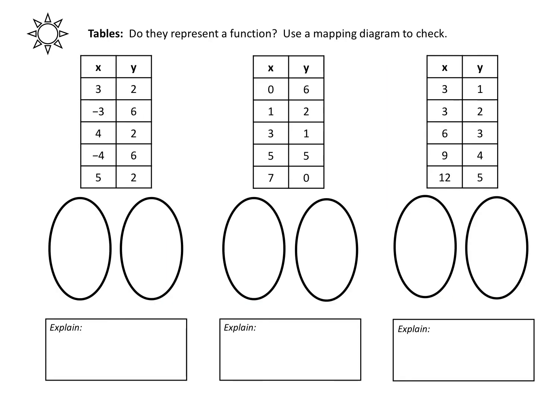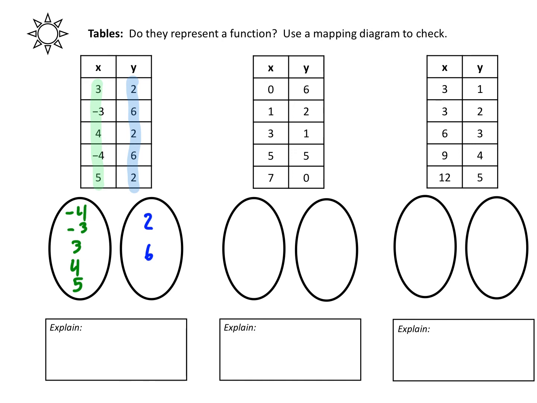Now, pause the video and try these examples. Do the tables represent a function? Use a mapping diagram to check. Well, for the first table, remember our x values are our inputs. So we're going to write those in the first circle. We have -4, -3, 3, 4, and 5. Now, our y values are going to be our outputs. So we need to write those on the right. And our outputs are all either 2 or 6.